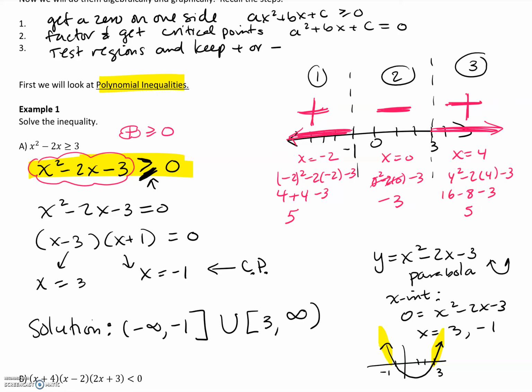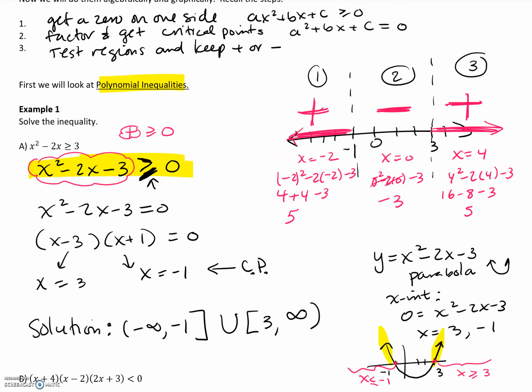And notice that coincides with my real line. The y values are positive when x is less than negative 1 and also when x is greater than or equal to 3, because it wants us to include the zeros as well. So whether I look at the graph to pull the solution or I test the regions on the real line, I get the same solution.